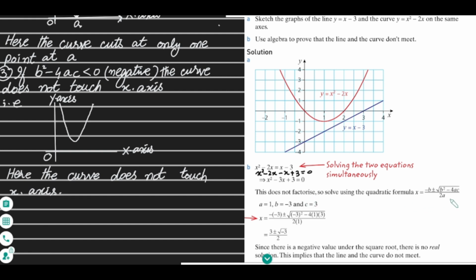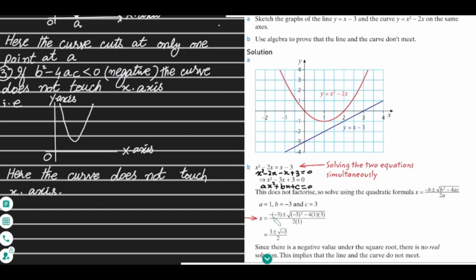We know the quadratic formula is given. Now we compare this equation with ax² + bx + c = 0. The coefficient of x² is 1, so a = 1. b is the coefficient of x, which here is −3, so b = −3, and c = 3. Then we use these values a, b, c in the quadratic formula.